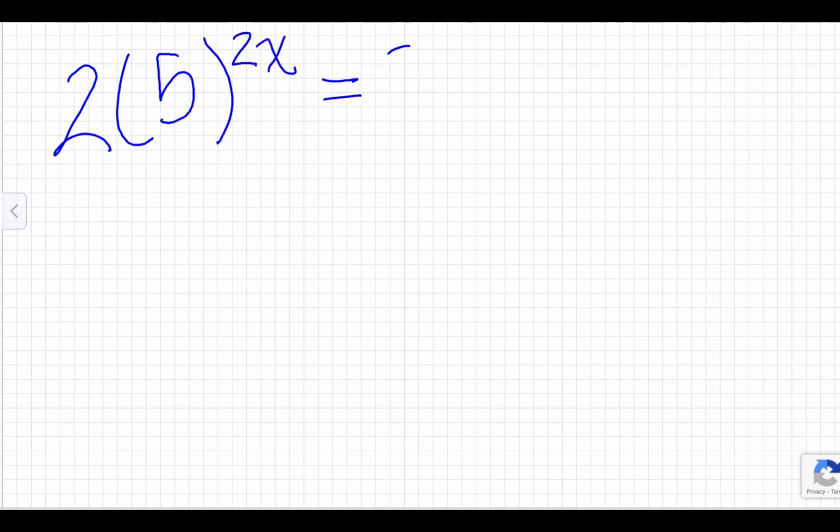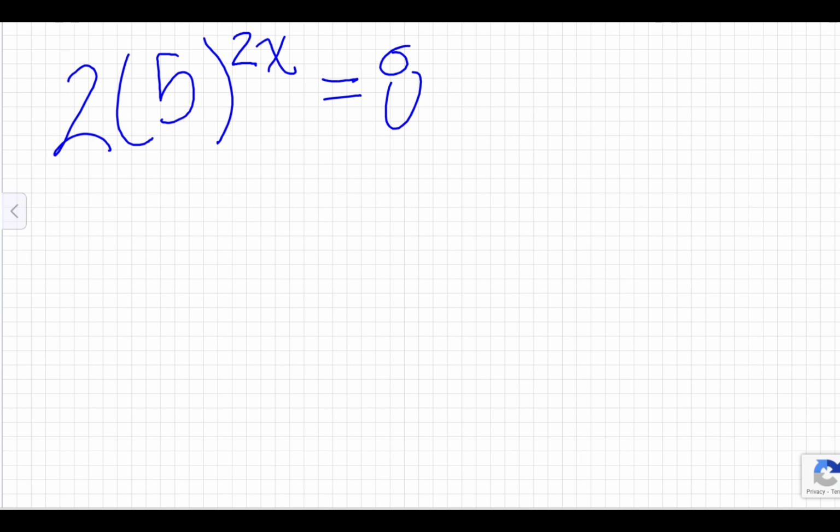Now, for our last example, we're going to be solving an exponential equation, and then we're going to reverse it into logarithm form. This is where logarithms come in handy and help us find the value of x. In the other one, it was really easy, we could just solve it algebraically, but in this one, it's going to be painful. Okay, so we have 2 times 5 to the power of 2x equals 8. So we want to find x.